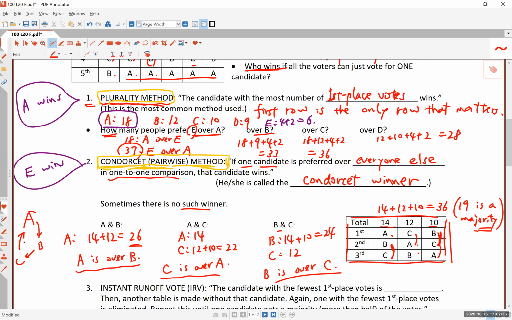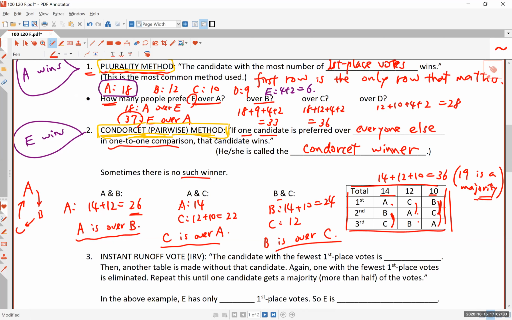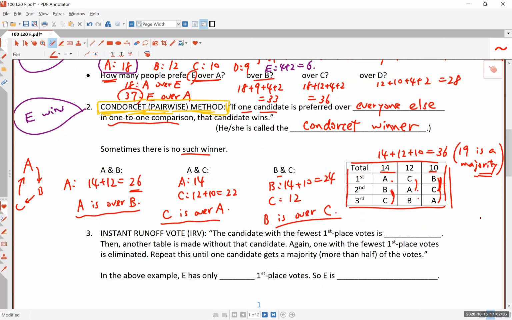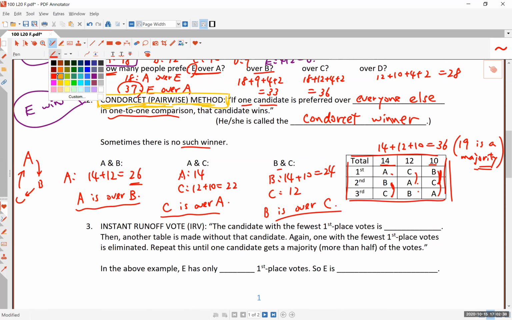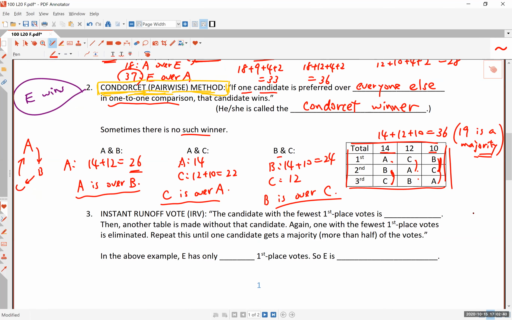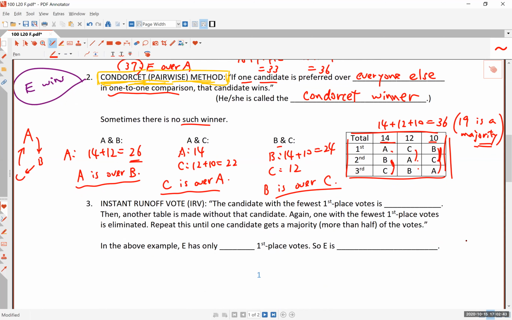This is what happens when you play rock, paper, scissors, right? If three people play rock, paper, scissors, nobody wins, right? A beats B, B beats C, and C beats A. So the biggest problem with the Condorcet method is that sometimes you have no winner, and that's a problem, okay? Because if you do an election and you say, well, sorry, nobody wins. And so that is a problem with the Condorcet method. But if there is a Condorcet winner, that person is declared the winner of the election under the Condorcet method.